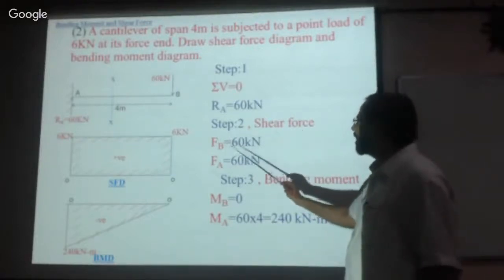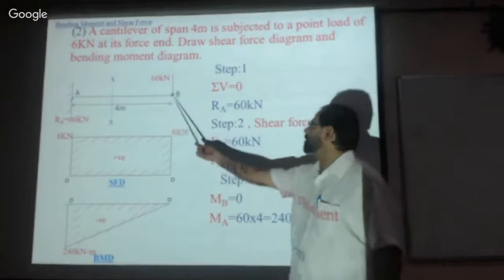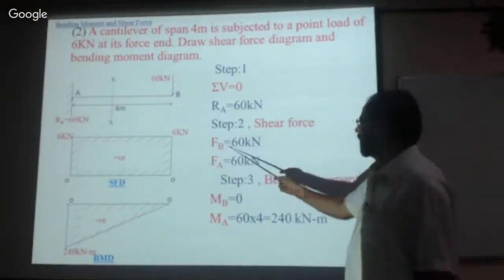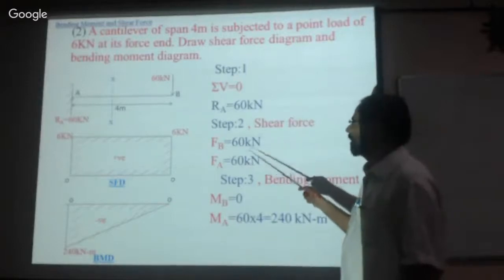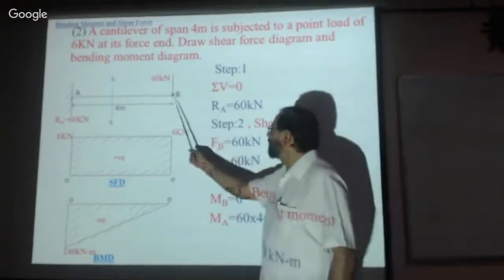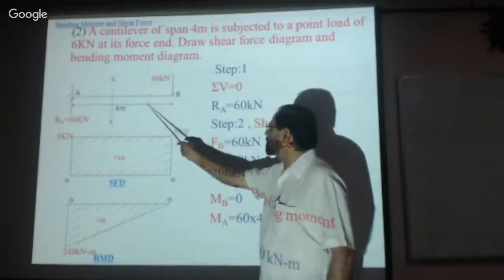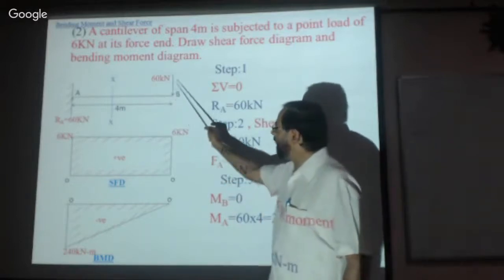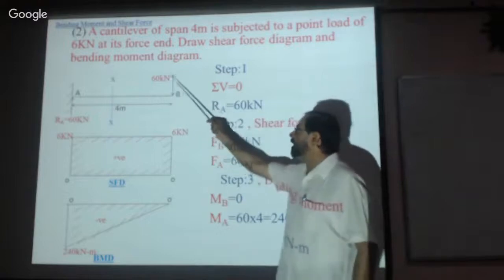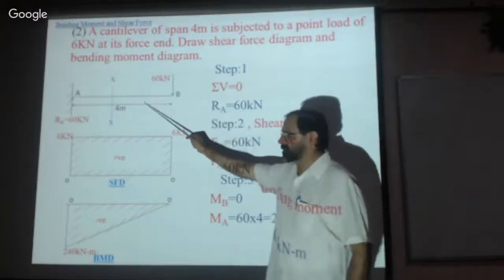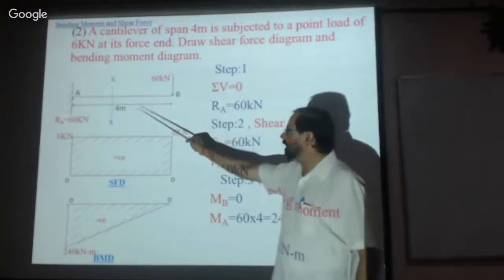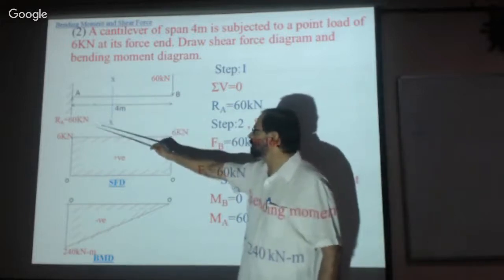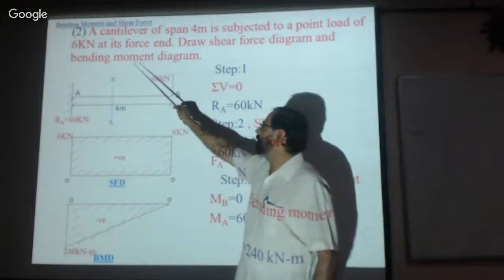Shear force at B. If you consider the shear force at this point, 60 kilonewton load is acting downward, isn't it? If you come to this section and consider the right hand side, the shear force is acting downward. Similarly, if you consider the left hand side, a 60 kilonewton force is acting upward, isn't it?